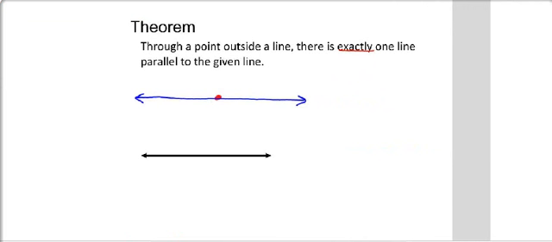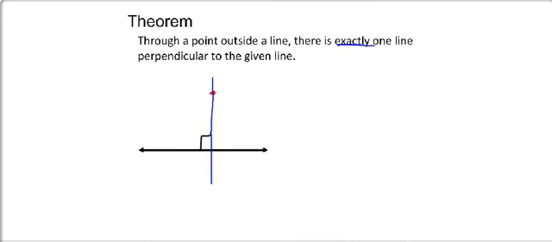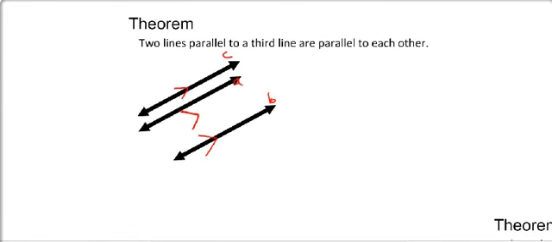There's a couple more theorems that went along with that. Through a point outside of a line, there is exactly one line that's parallel. That's the blue line. And then there is exactly one line that is perpendicular. Again, the blue line. Finally, if you have two lines parallel to a third line, then those two lines are parallel to each other. So in this case, if C is parallel to A and B is parallel to A, then C is parallel to B.